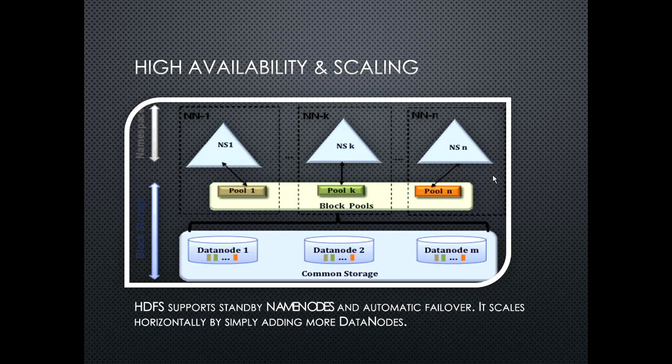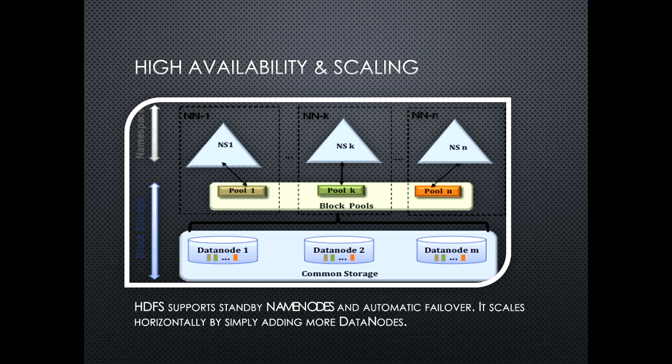Then, as we have already seen, high availability and scaling is one of the features. So here is the graphical representation. As we have seen, namespace. We have NameNode 1, which has namespace 1, like NameNode K, namespace K, and NameNode N has namespace N. Each NameNode has one namespace which has been assigned to block pools, pool 1, pool K, pool N. And from there it will go to common storage that consists of multiple data nodes, data node 1, data node 2 and so on, data node M.